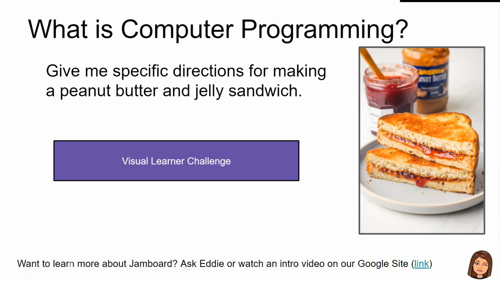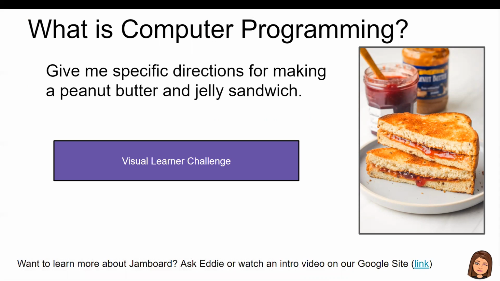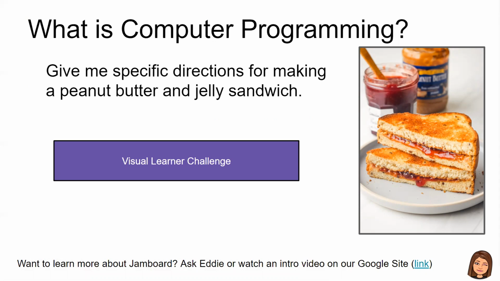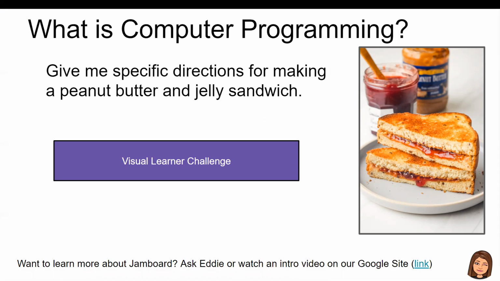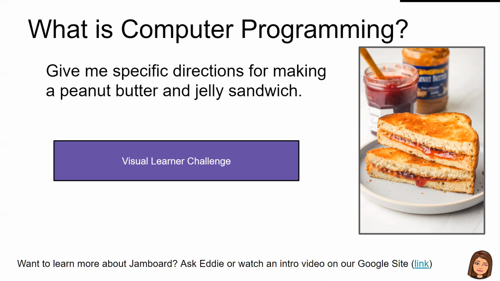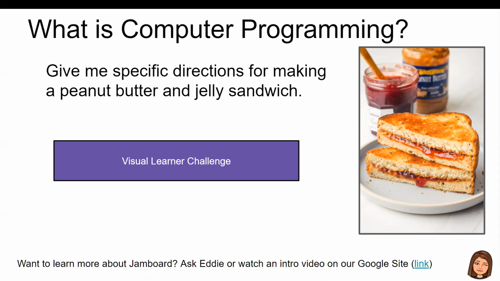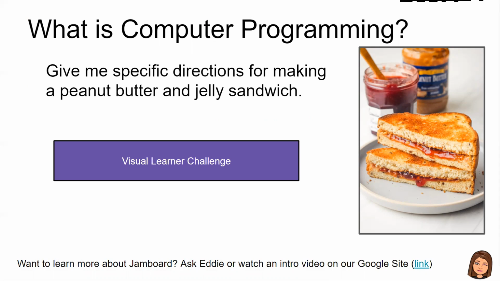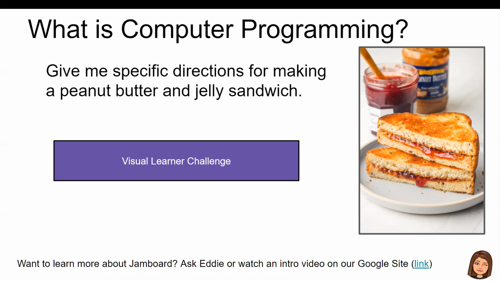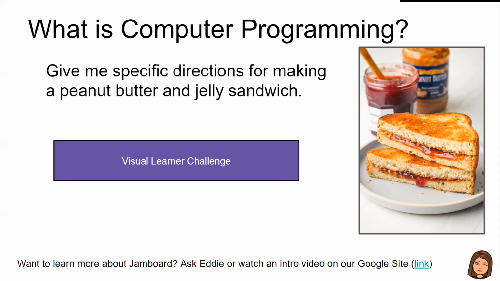So lucky me, in my office, I actually happen to have everything I need to make a peanut butter and jelly sandwich. And we'll be tying all of this into our computer programming. So can anybody here help me out and tell me, what do I need to do if I'm going to make a peanut butter and jelly sandwich? You can just type it into the chat. What goes first?